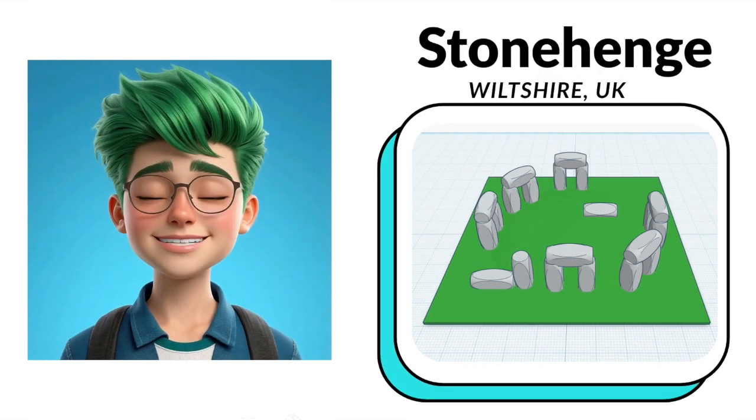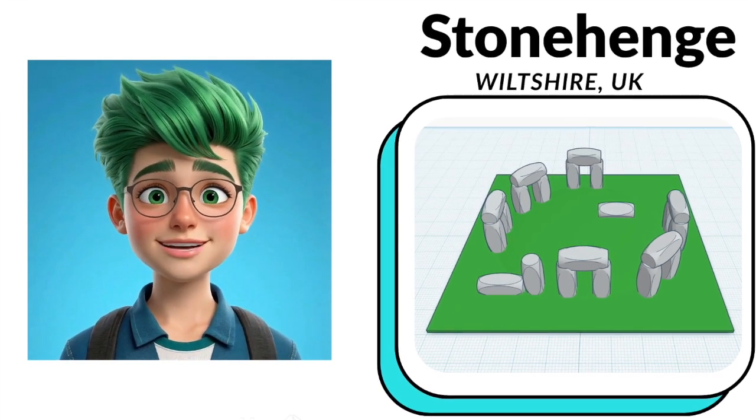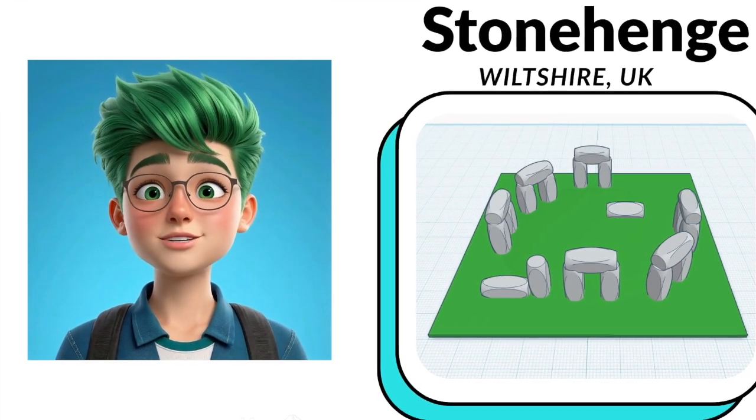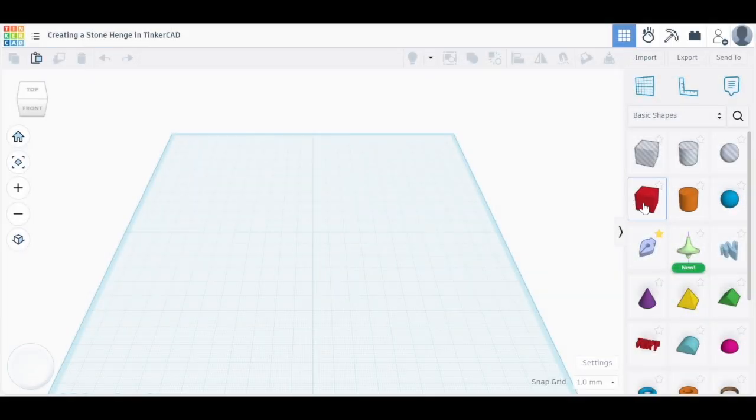Hey, I'm Kai. Today we're going to build a simple Stonehenge model in TinkerCAD. This project is all about placing shapes, duplicating them, and building a structure step by step. Let's get started. So we're going to create a simple, Stonehenge-style monument using standing stones.